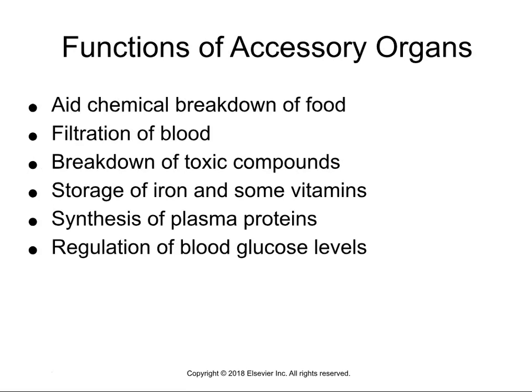Next, we have the functions of the accessory organs. Accessory organs of the digestive system have additional functions. Production and storage of secretions that aid in chemical breakdown of food is one of their functions. So, for example, the gallbladder and pancreas add digestive substances, bile, and enzymes that aid in breaking down food into chemical units that can be absorbed.